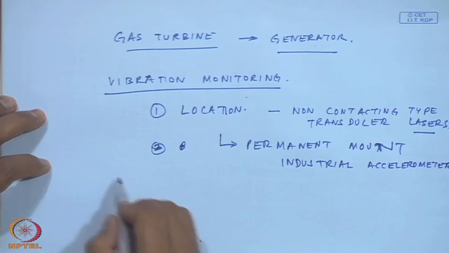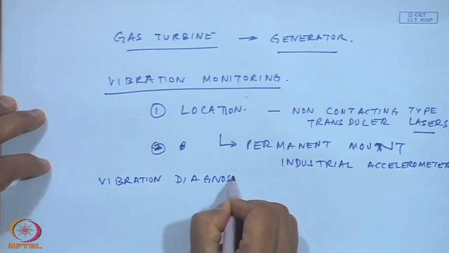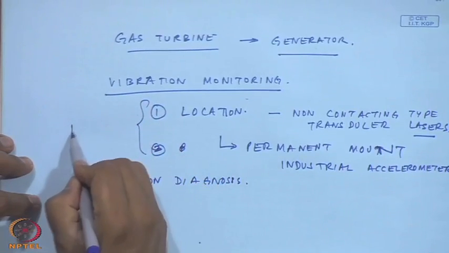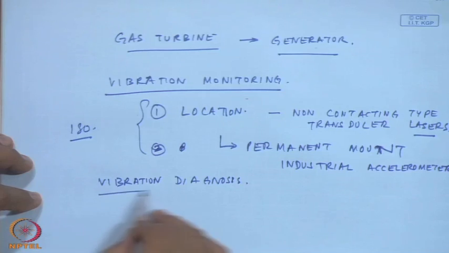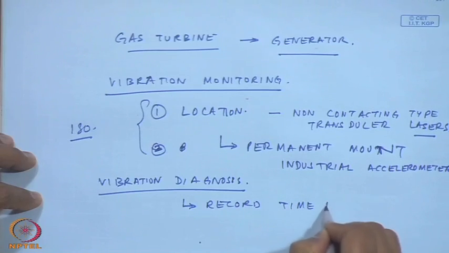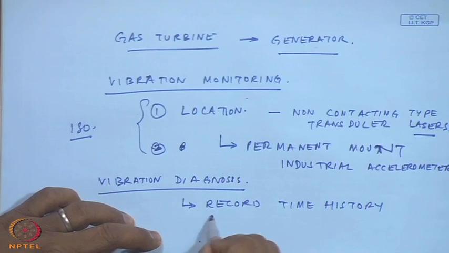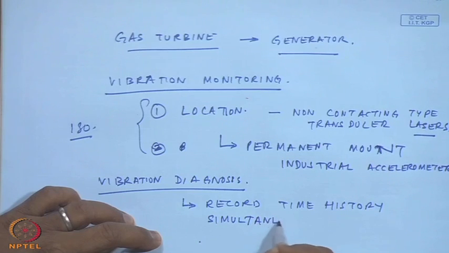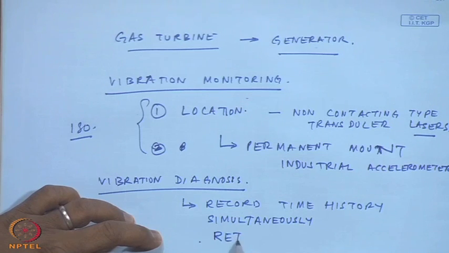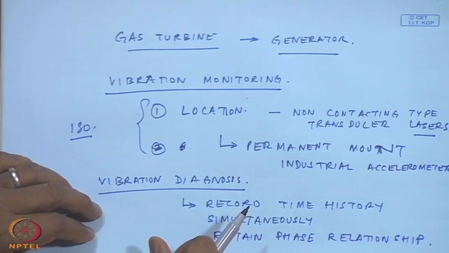But for vibration diagnosis, and for vibration monitoring, as long as I follow the ISO standards, I am doing good. But for vibration diagnosis, I need to record the time history either through a tape recorder or through a digital data recorder. I have to record simultaneously. Why do I record simultaneously? To retain the phase relationship. This is very important when we are doing the diagnosis.